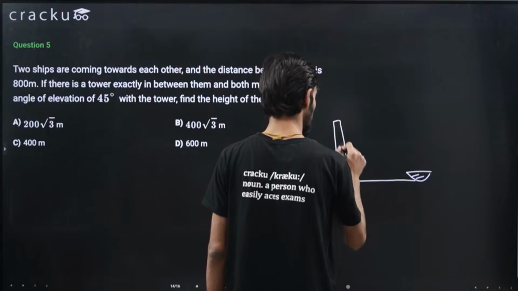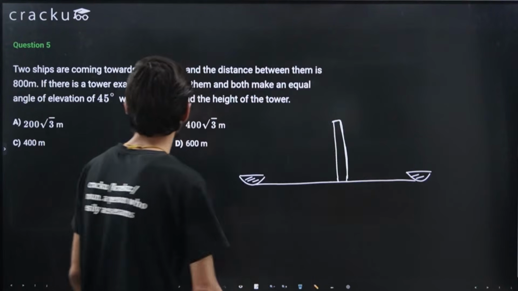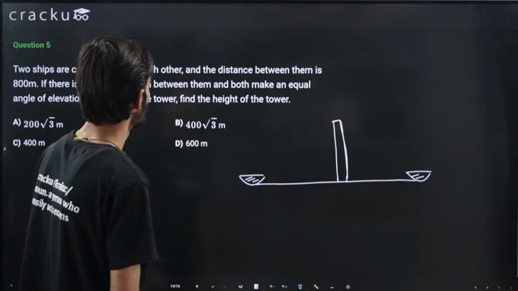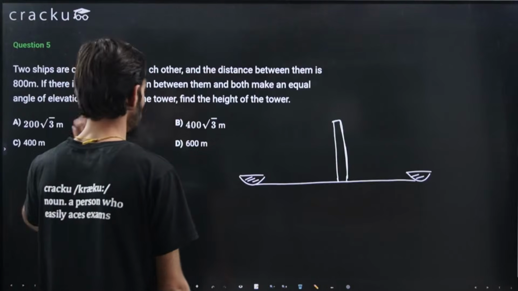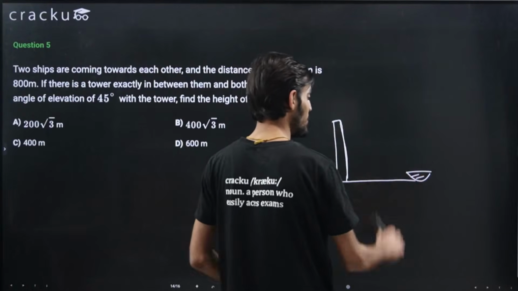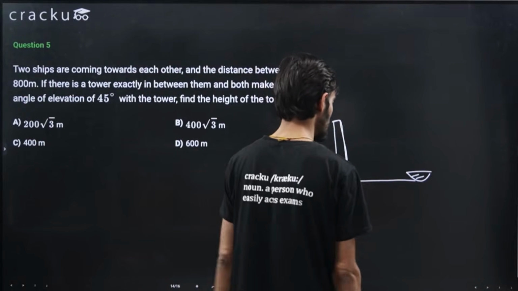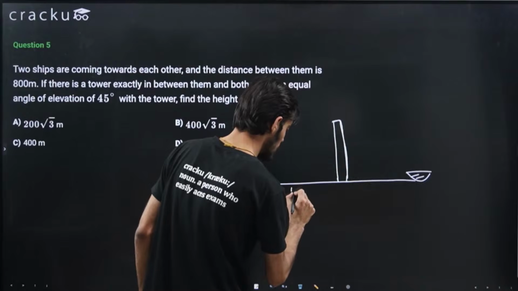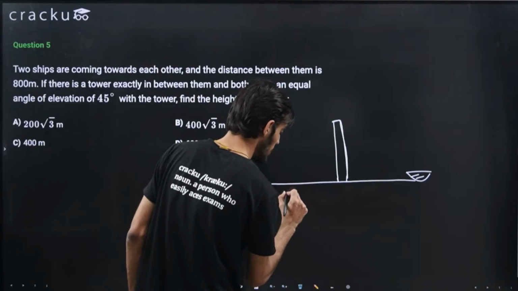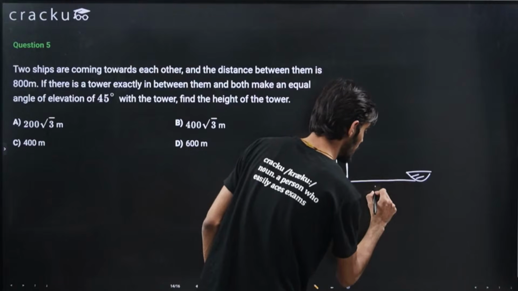So if this tower is exactly in between them, that means that these two distances are equal. Two ships are coming towards each other and the distance between them is 800. So the total distance between them is 800. This tower is exactly in between, so these two distances are supposed to be equal, right? So this will be equal to 400 and 400 because the total distance is 800 and the tower is exactly in between. So these two values will come out to be 400.